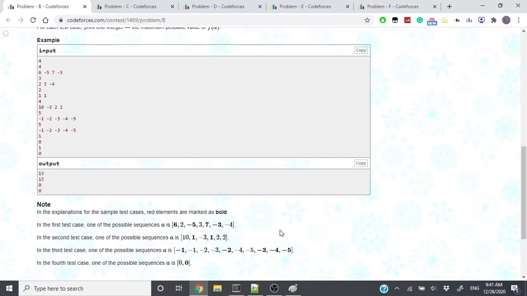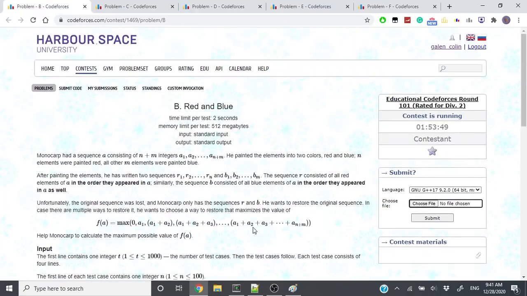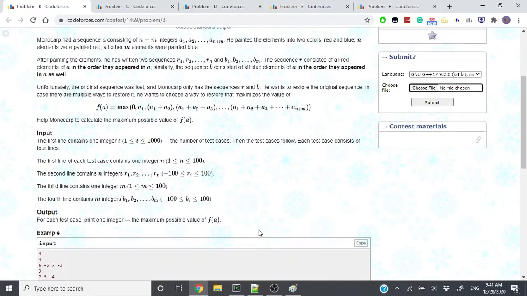Hmm. Which elements to make red? I'm not sure if that helps. The idea would be something like taking these sequences into account. Like for something like this, a certain element here, for example, this 3 would contribute to all of these prefix sums.